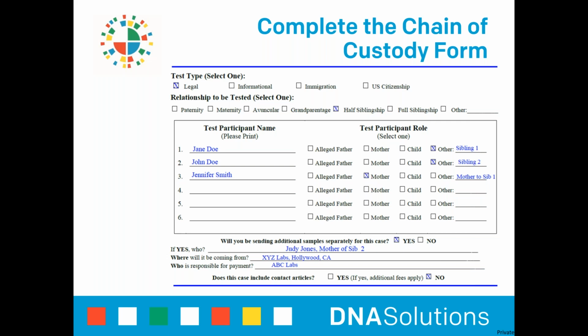Finally, the last portion of the section is regarding contact articles. If you are submitting a sample other than the standard buccal swab provided in your free DNA Solutions collection kit, or an FTA blood card, then you would mark yes in this field. This includes but is not limited to cotton swabs, whole blood, toothbrushes, bones, tissue samples, urine, and so forth. Please be aware that additional fees apply for non-standard samples as well as longer turnaround times.